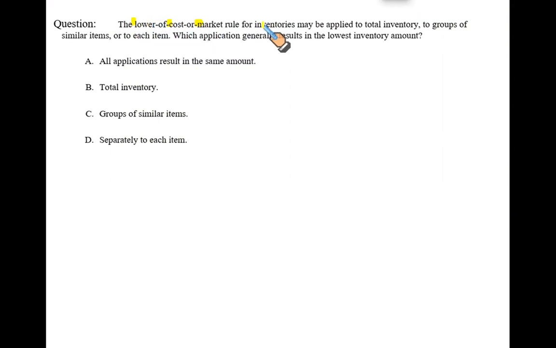So the LCM market rule for inventories may be applied to total inventory, or to groups of similar items, or to each item. Think about it carefully and give me the answer. Which application generally results in the lowest inventory amount? Should we go for all items in one go? Should we go for groupings, or should we go for each item separately? Which of these will give you the lowest value of inventory?